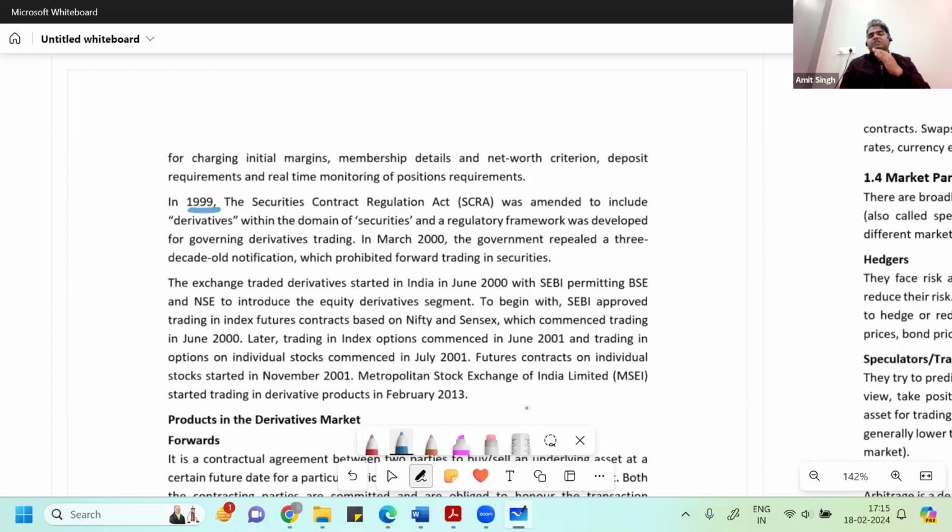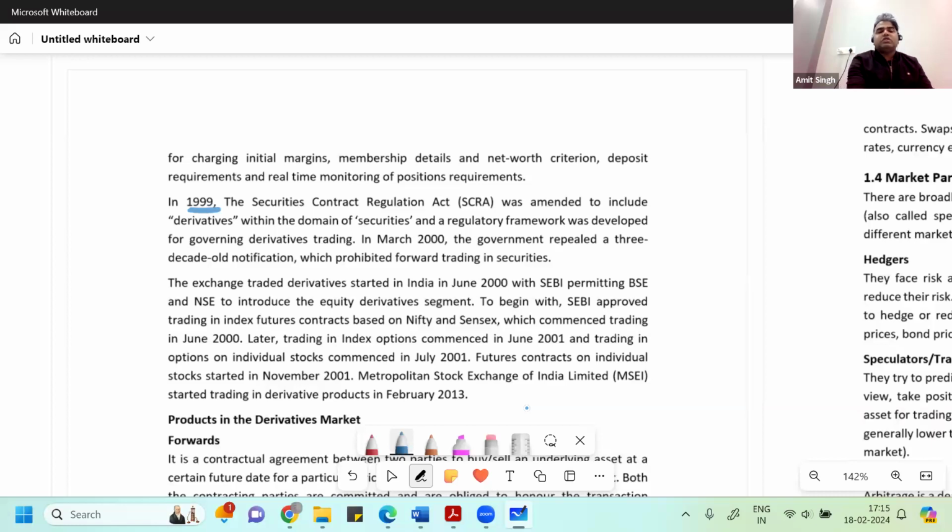Now, the government, in a phase by phase manner, introduced the concept of derivatives over the exchange. So you can remember the timeline here. Exchange traded derivatives started in India in June 2000, when SEBI permitted BSE and NSE to introduce the equity derivative segment. To begin with, SEBI approved trading in index futures on Nifty and Sensex.